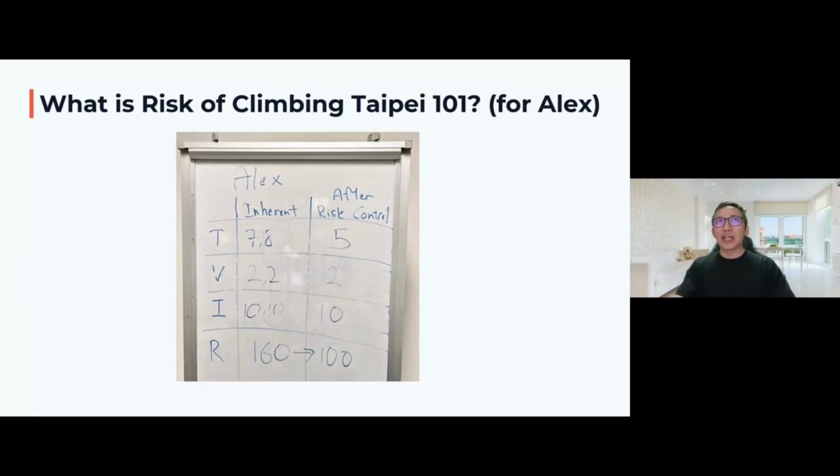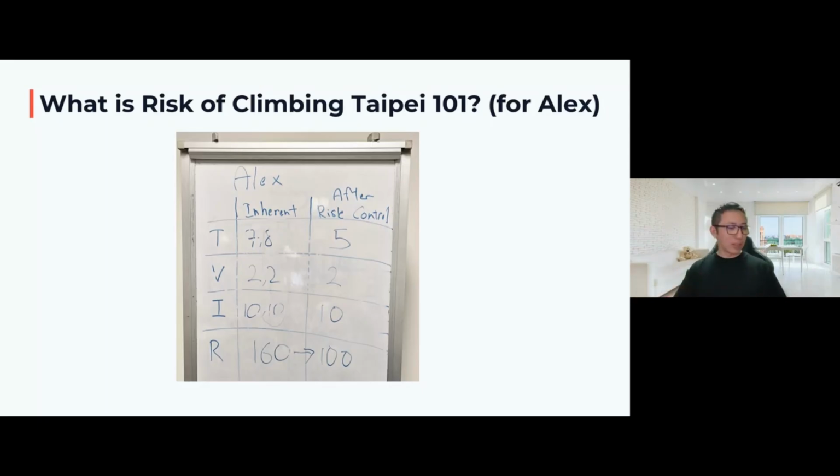Now the next column, the second column, is the inherent risk. The inherent risk means, without doing anything additional, what is the risk of just climbing this skyscraper? And the last column on the right-hand side is, what if risk control is implemented, additional measures are put in place to reduce the risk, and what will be the score? Using the scale of 1 to 10, 1 being the lowest risk and 10 being the highest risk, they did a scoring.